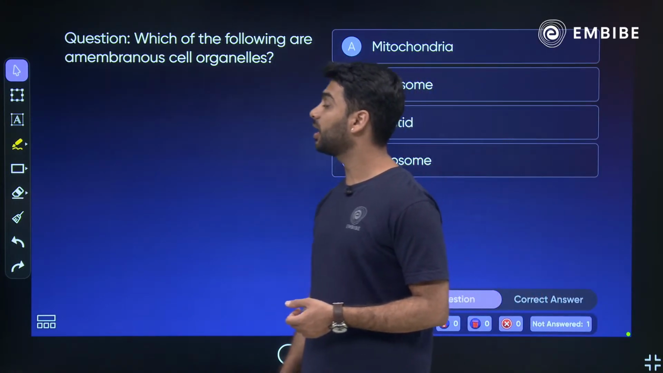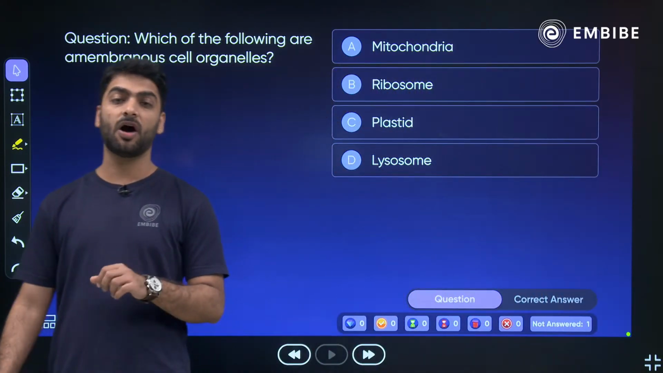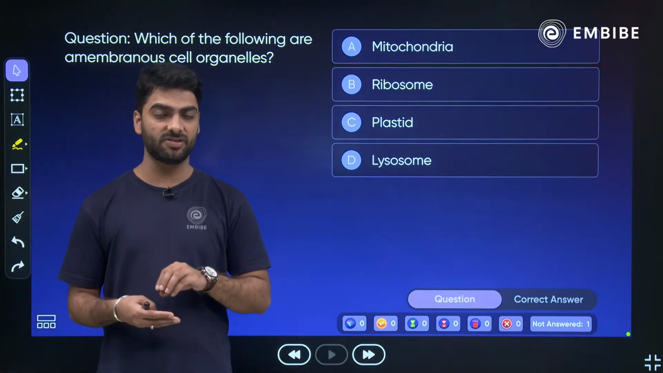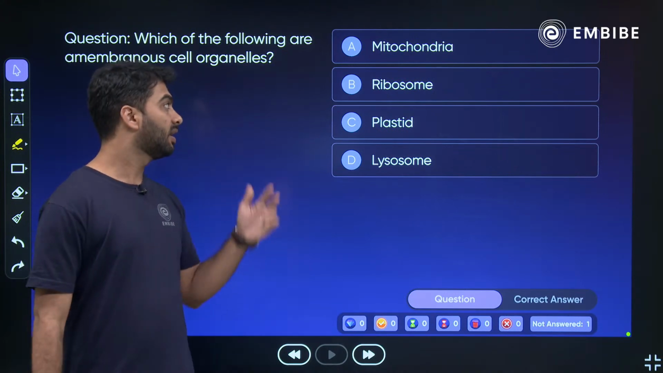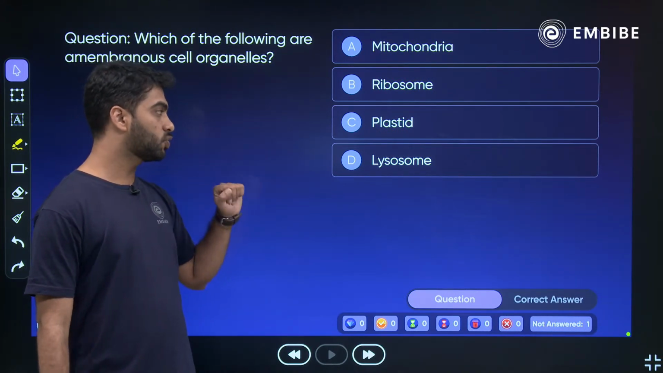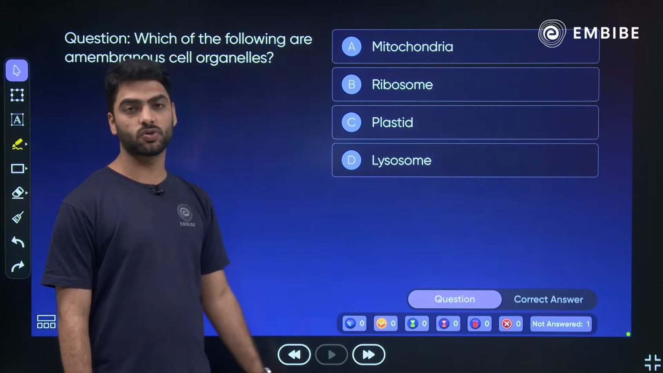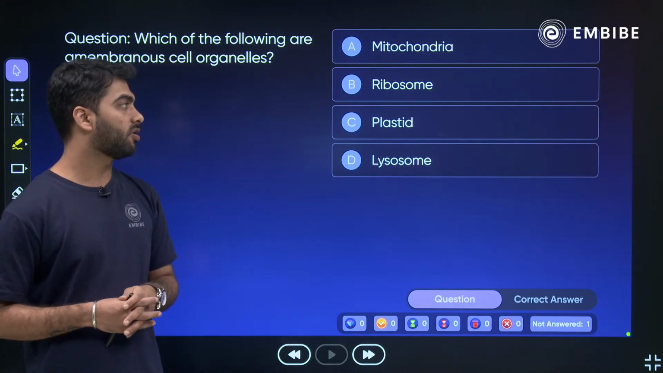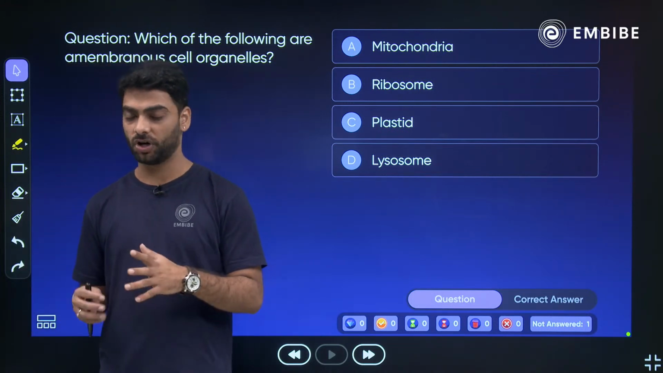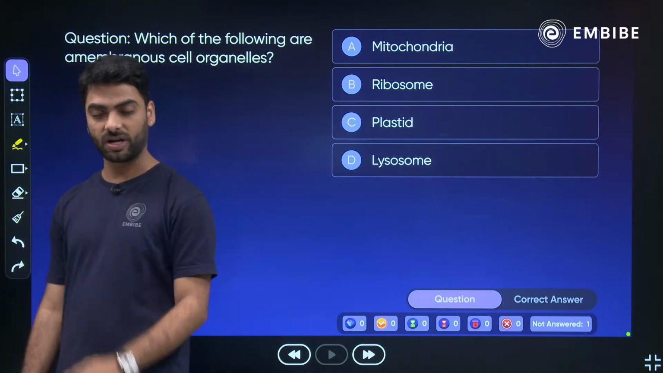Which of the following are amembranous cell organelles? Out of all the cell organelles that we studied today, which of these do not have a membrane? Mitochondria, ribosome, plastid or lysosome. Which of these do not have a membrane? Mitochondria, ribosome, plastid or lysosome. What do you think? Come on. 30 seconds. Your time starts now.